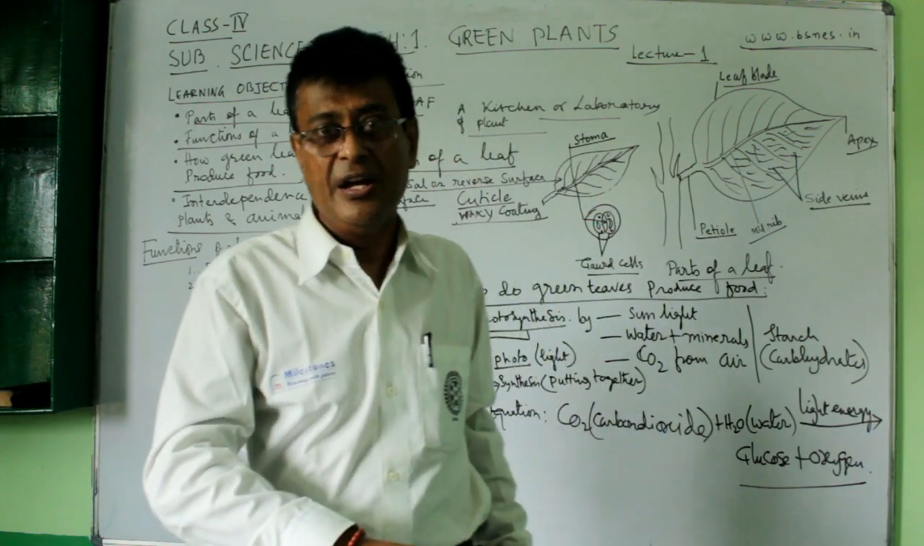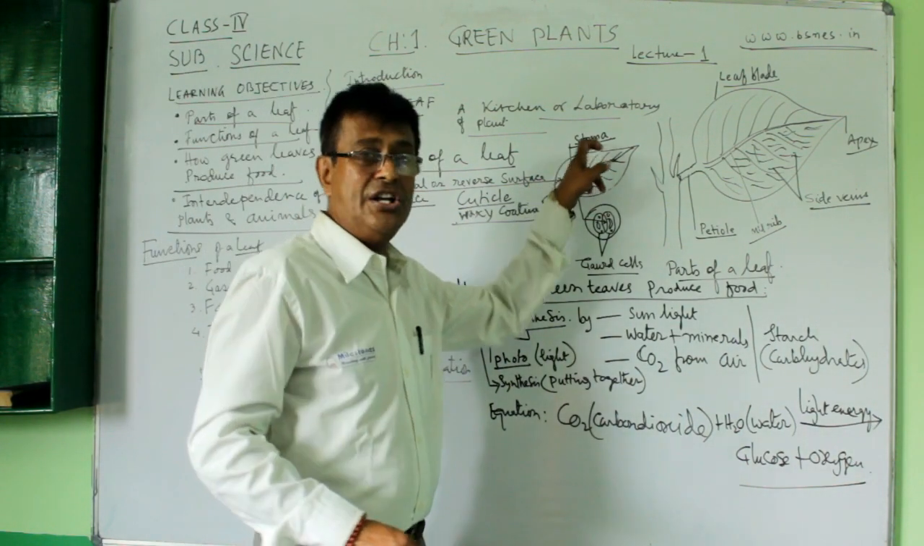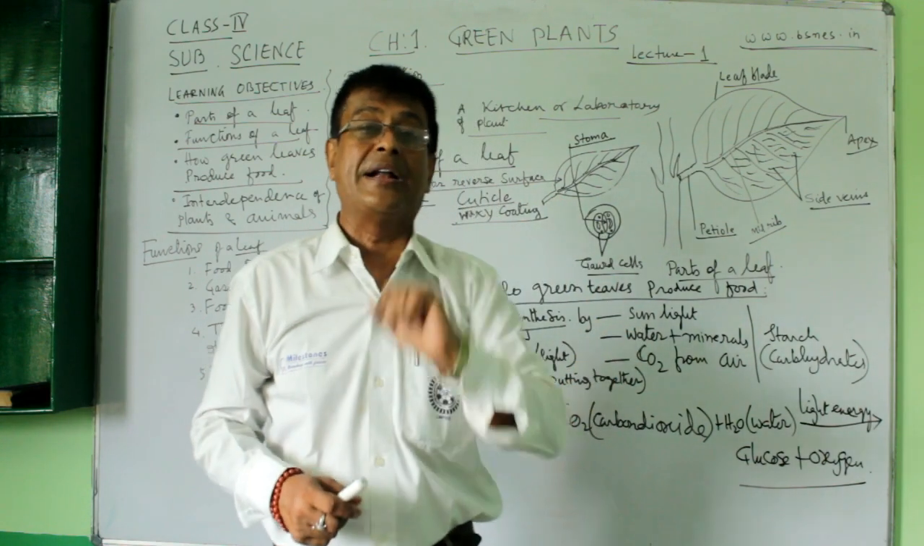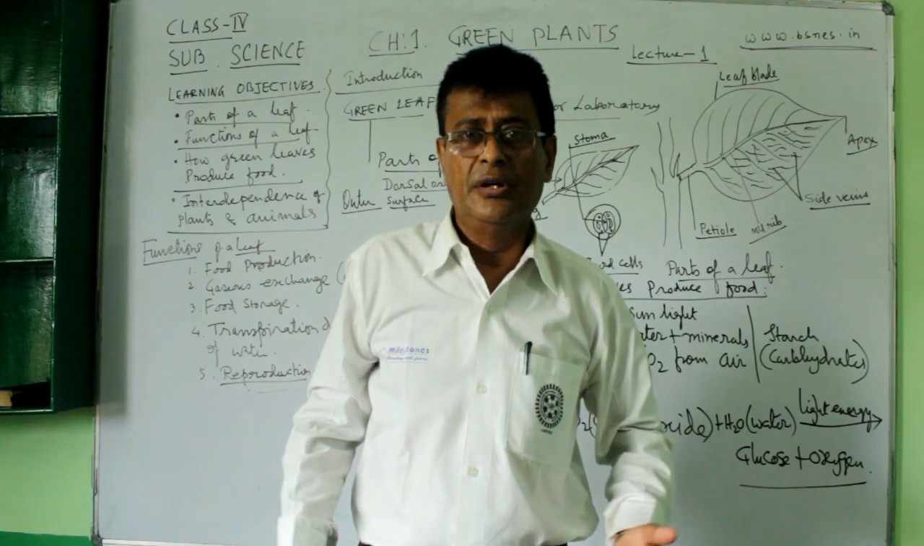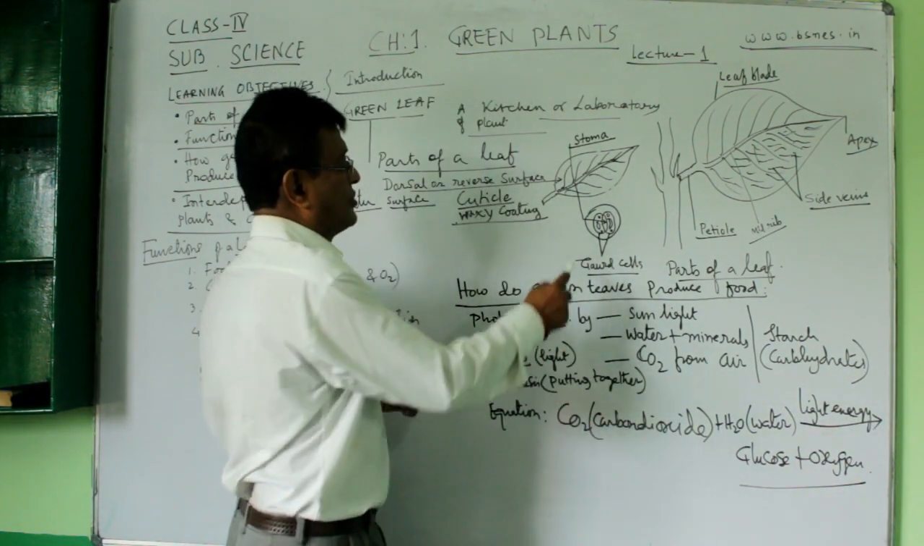And what do we see? We see a structure which is known as stoma. Stoma is singular and there are plenty, so they are known as stomata. Then what is the stomata for? Now children, the stomata looks like this.